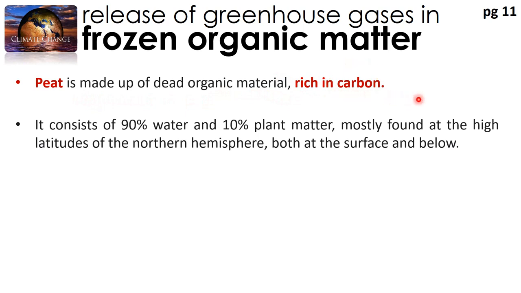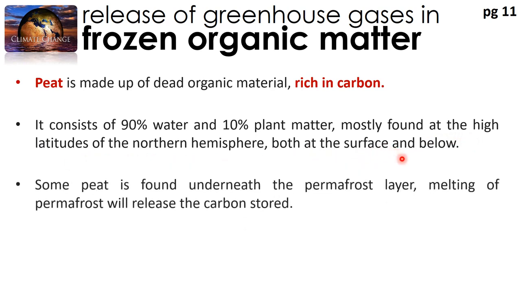So that is why when forest fires happen in Indonesia, it's quite difficult to extinguish them, because the peat in those forested areas is what is burning. It is very rich in carbon, so it burns very well, and it's very difficult to extinguish peat fires. Nonetheless, peat is mostly found at the high latitudes of our northern hemisphere, on the surface or below, and some of it is found underneath the permafrost layer. So the melting of permafrost will also release the carbon stored in the peat.